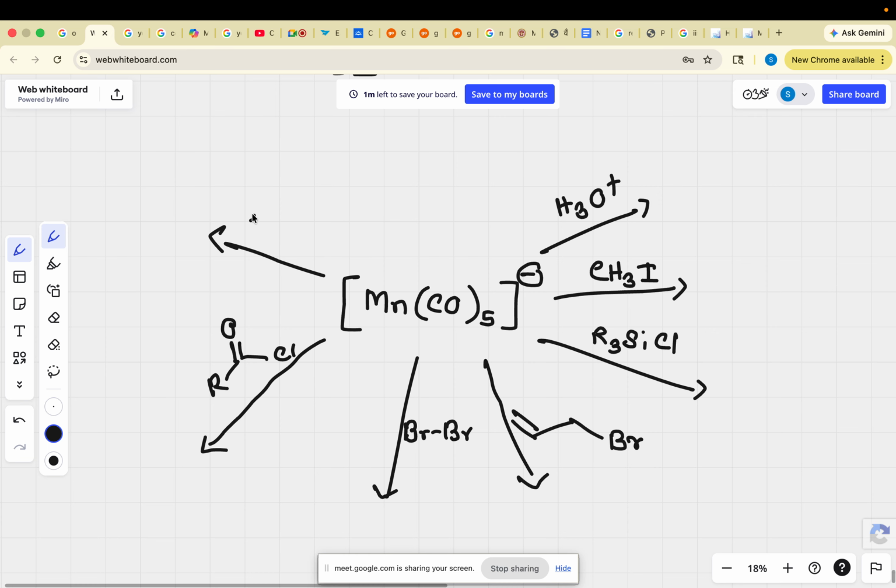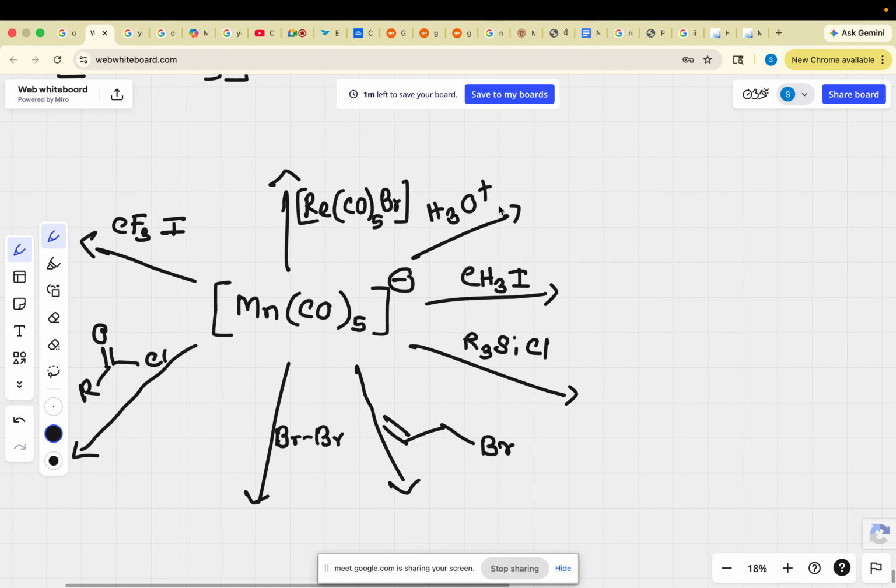Next you have CF3I, and suppose you have rhenium CO whole 5 Br. So tell me the product quickly. With H3O plus, you will get hydrogen, manganese, CO whole 5. If you react with methyl iodide, you get CH3 manganese CO whole 5.